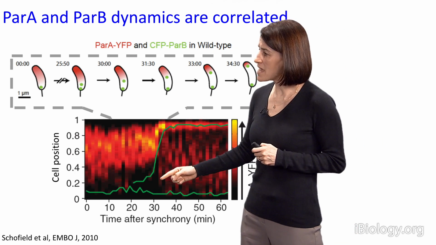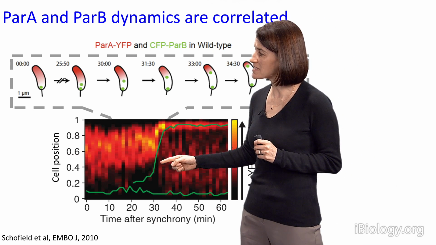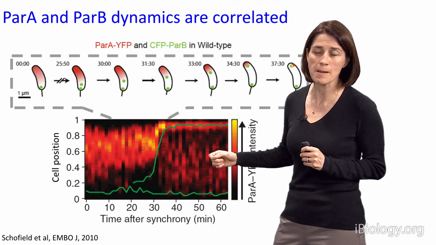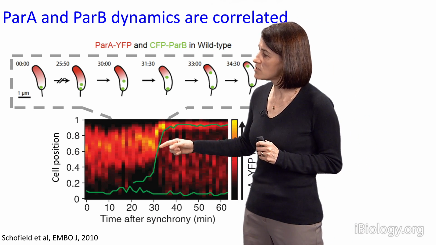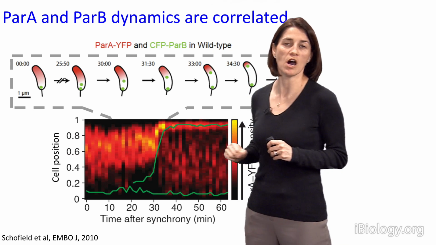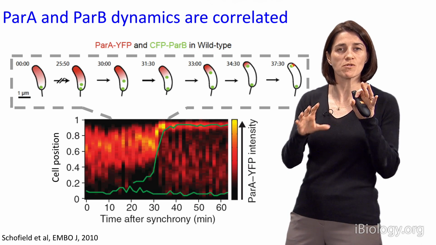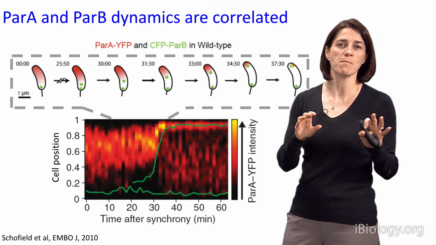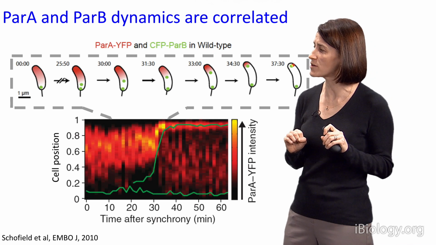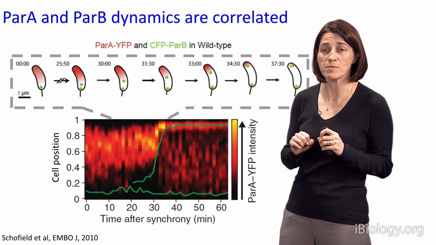But then when the partition complex is duplicated, something amazing happens. When the partition complex gets close to the edge of the ParA signal, shown in red, the ParA signal is going to shrink, and this is going to be correlated with the motion of the partition complex. And this correlated dynamics between ParA and ParB, which was first shown in Vibrio cholerae for chromosome segregation in that organism, has also been shown to be true for plasmids and other ParABS systems.